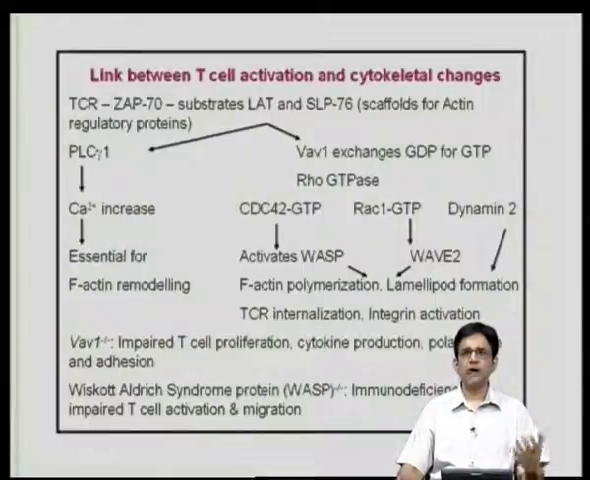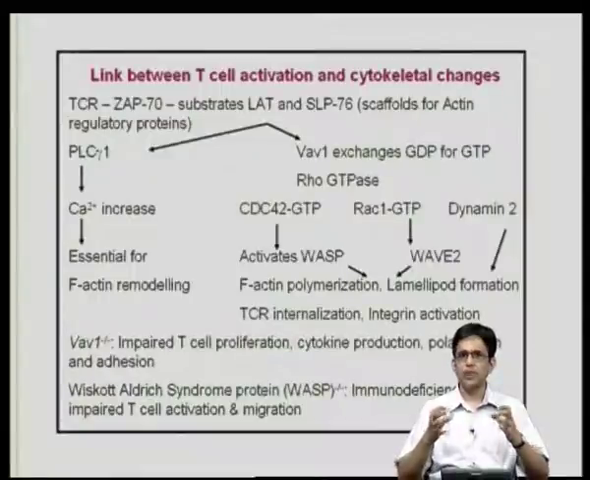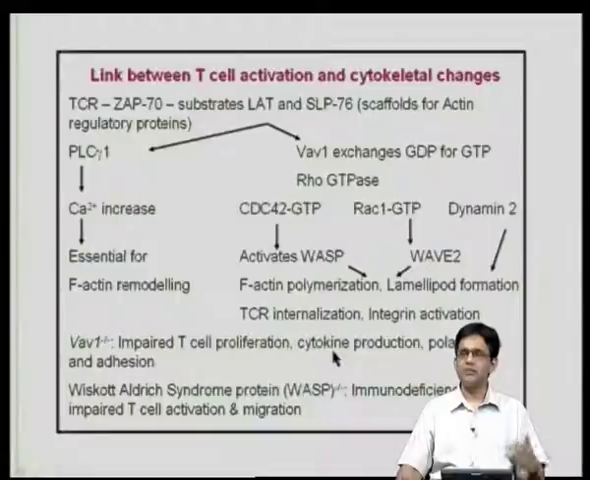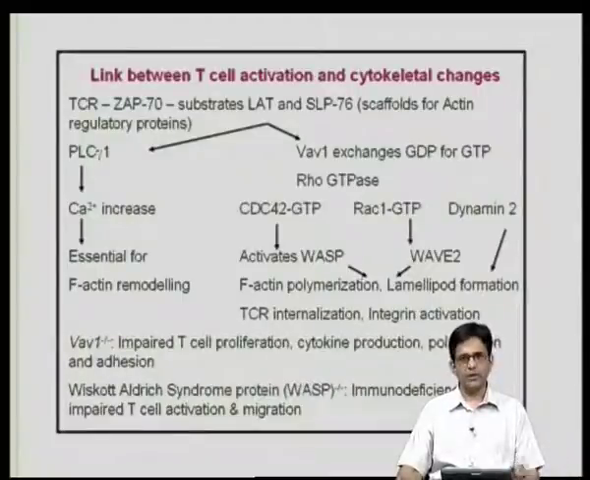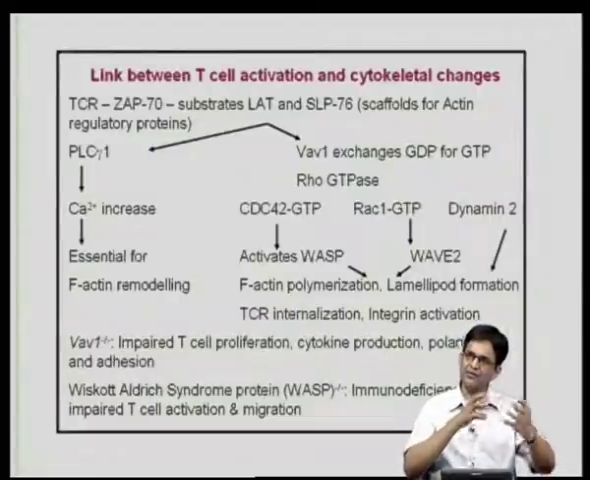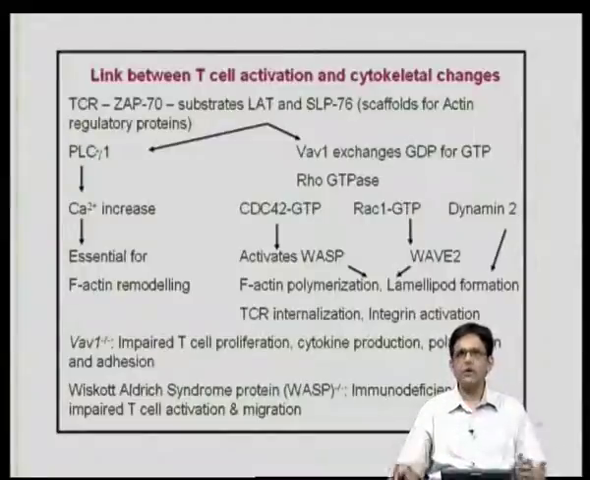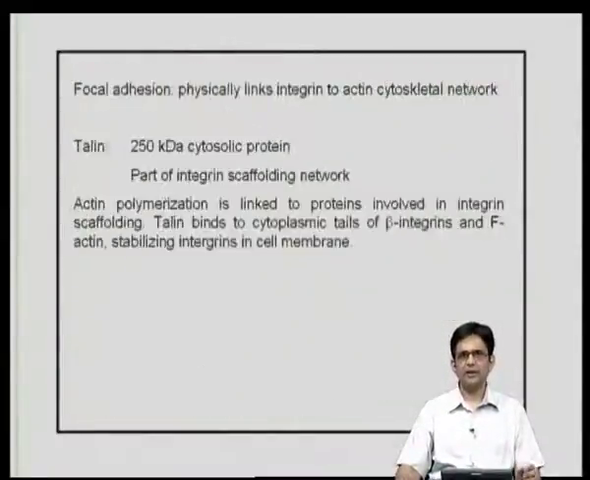VAV also activates dynamin 2, and together these are important in terms of cytoskeletal changes: F-actin polymerization, lamellipodia formation, TCR internalization, integrin activation. No wonder cytoskeletal changes affect T cell activation, and finer results of this have been shown in the VAV1 knockout mice, where you have impaired T cell proliferation, cytokine production, polarity, and adhesion. Also in the WASP knockout, you have immunodeficiency and impaired T cell activation and migration. So these are evidences of mechanistic links between T cell activation and the cytoskeletal changes, and also the consequences of what happens if these are compromised.